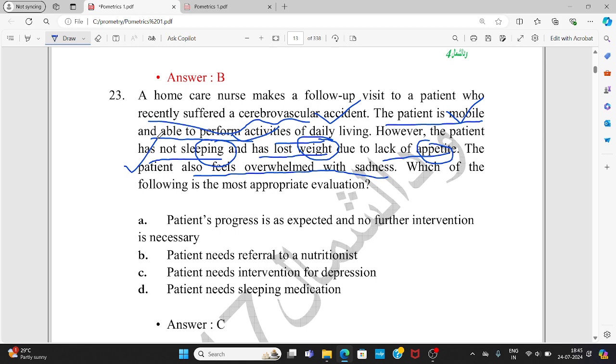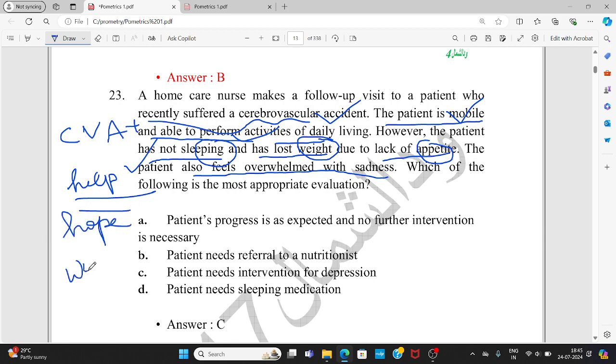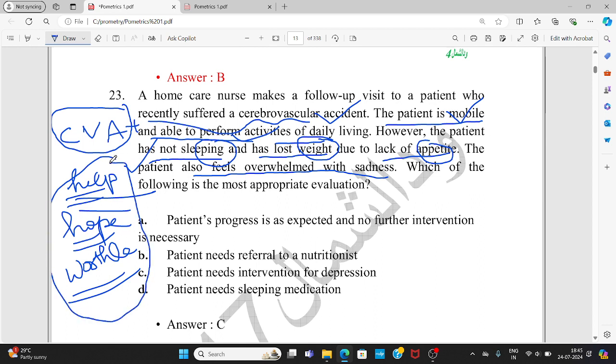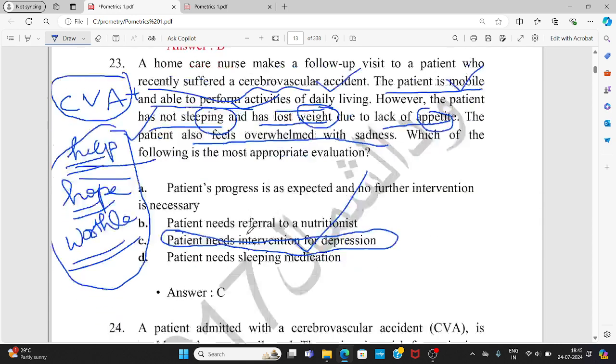So when a question is asked and it is associated with symptoms like this, we say these are the symptoms of depression, where we have helplessness, hopelessness, and worthlessness. Okay, you feel you are not worthy to live, you don't have hope, you are helpless. So when a patient is affected with CVA, symptoms of depression are always associated. So the answer will be that the patient needs intervention for depression. So this is another very common question.